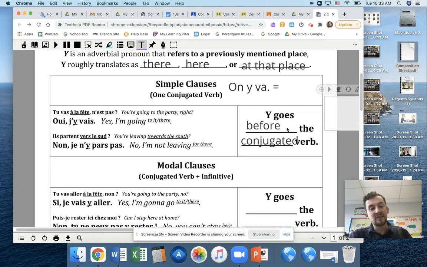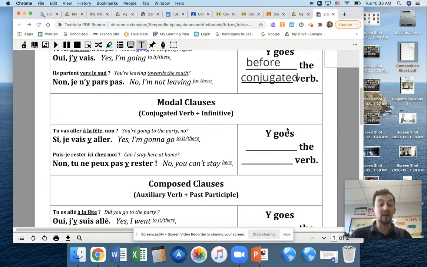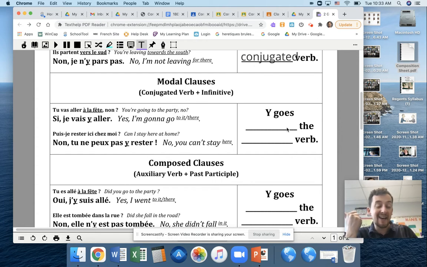Okay. We're going to look at what happens if you have a sentence with a modal verb. That means you have a conjugated verb and an infinitive that follows. So again, practice your pronunciation. If someone says to you, tu vas aller à la fête, non, you're going to go to the party this time. Instead of you're going to the party, you can say, si, je vais aller à la fête. Yes, I'm going to go to the party. Or you can say, si, je vais y aller. I am going there to go, which is, again, bizarre for us, but that's how it goes. And notice where you put the y. We'll fill that part out in just a second.